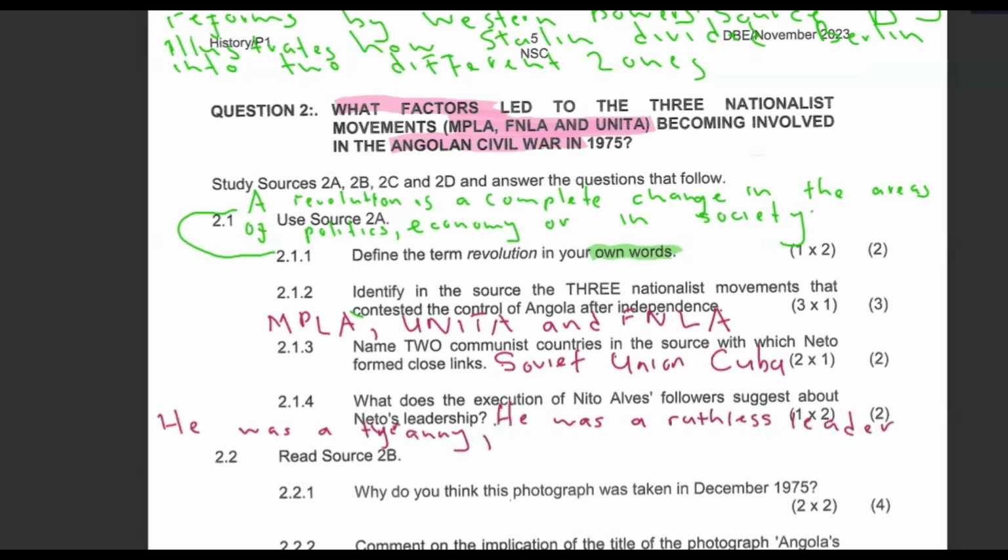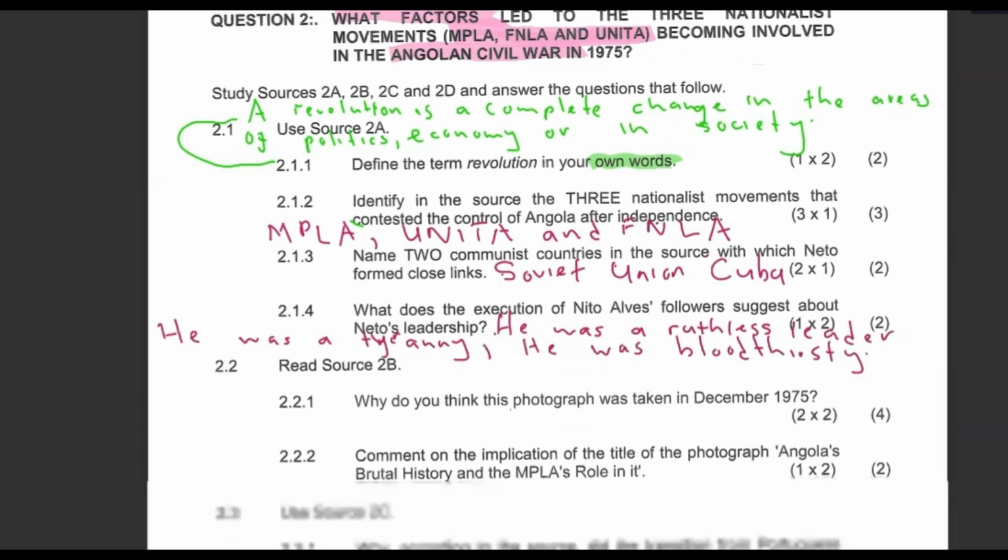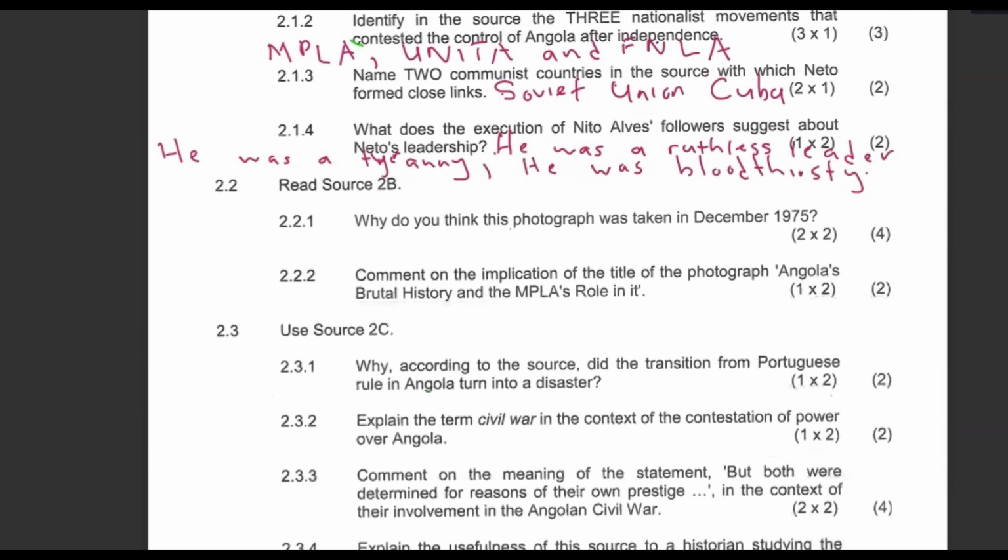Then you can also say that he was bloodthirsty. All right, so those are the three descriptions which you can use to describe Neto's leadership. He was a tyrant, he was a ruthless leader, he was also bloodthirsty. So moving on, let's refer to source 2b.